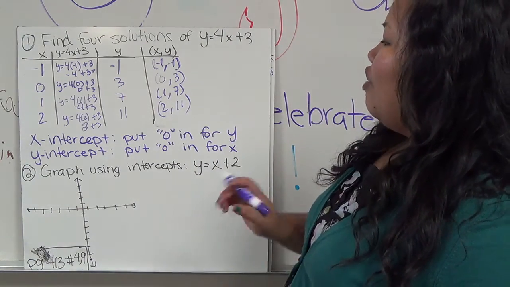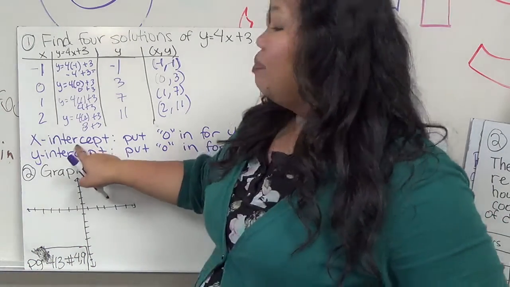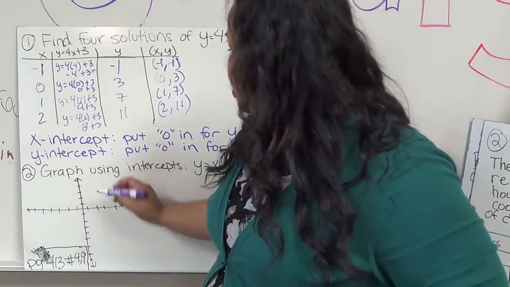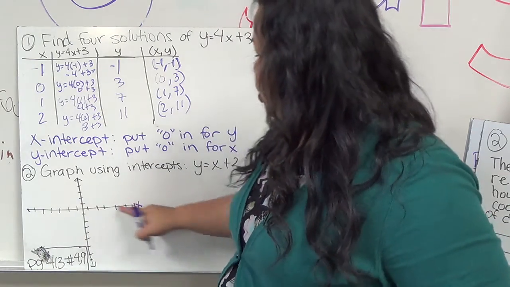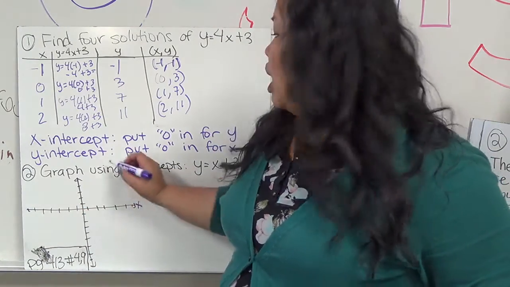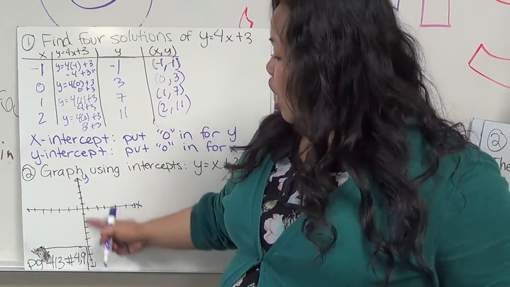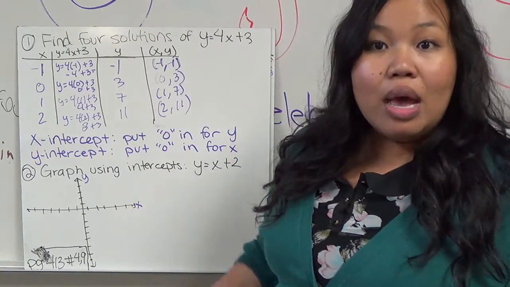Okay? If I wanted to find the intercepts, and again, intercept means where it crosses the axis. So the x-intercept is where it would cross the x-axis. So anywhere that it touches here, it would be an x-intercept. Now the y-intercept is the same thing, but it's on the y-axis. So anywhere a line or a graph touches this, this is where the y-intercept is.